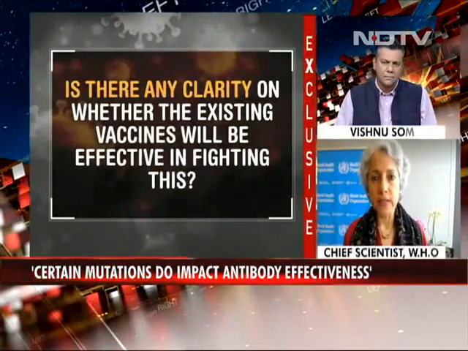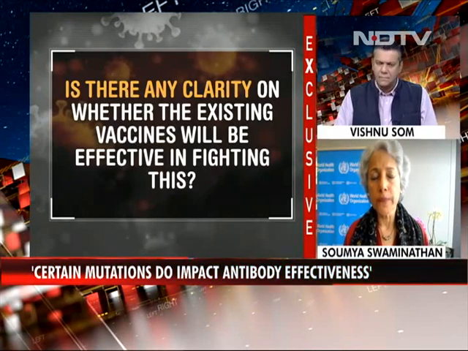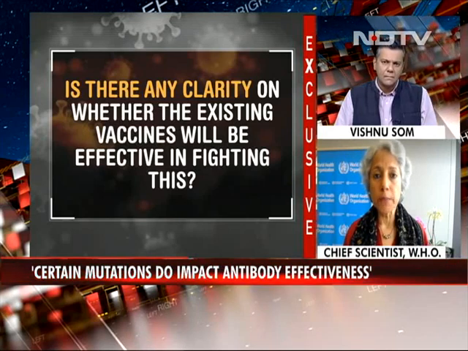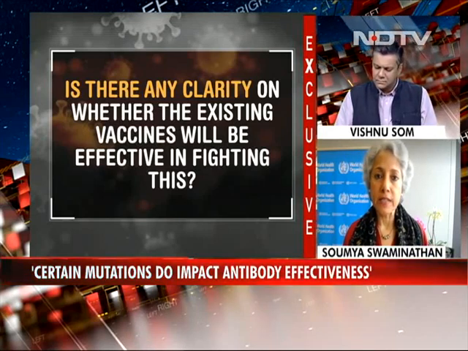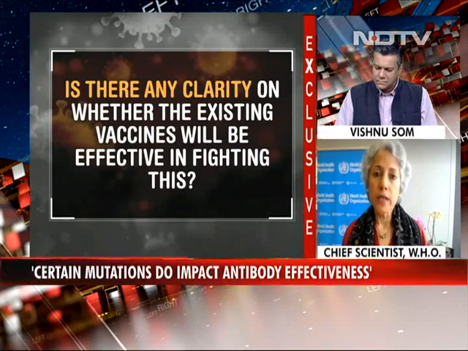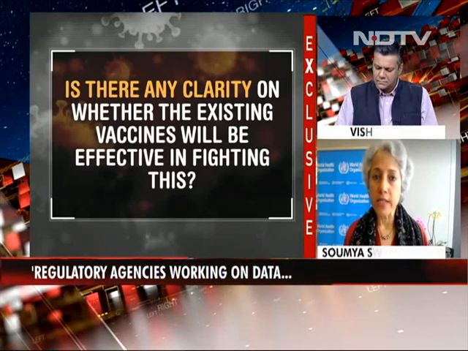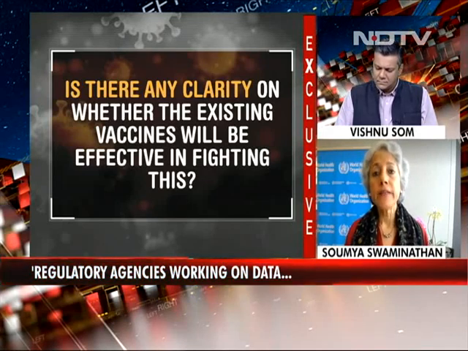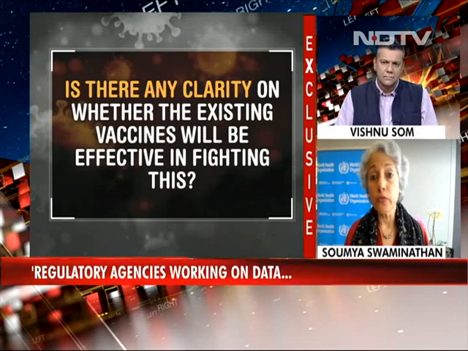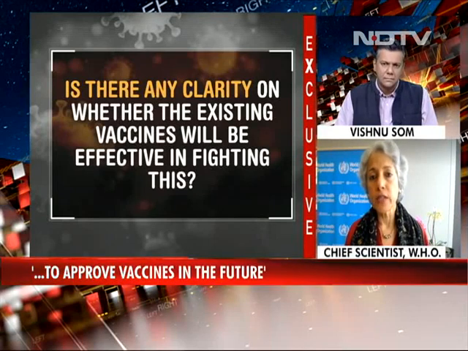And you can use either the variant itself, or you use something called a pseudo virion, which can be created in the lab. So this will now need to be built into all vaccine efficacy studies. There's also work that the regulatory agencies are doing. There's the Committee of the Medical Regulators Association, where the DCGI is also a member. They are actually looking at what data will be needed in order to approve vaccines in the future for efficacy against these different variants.